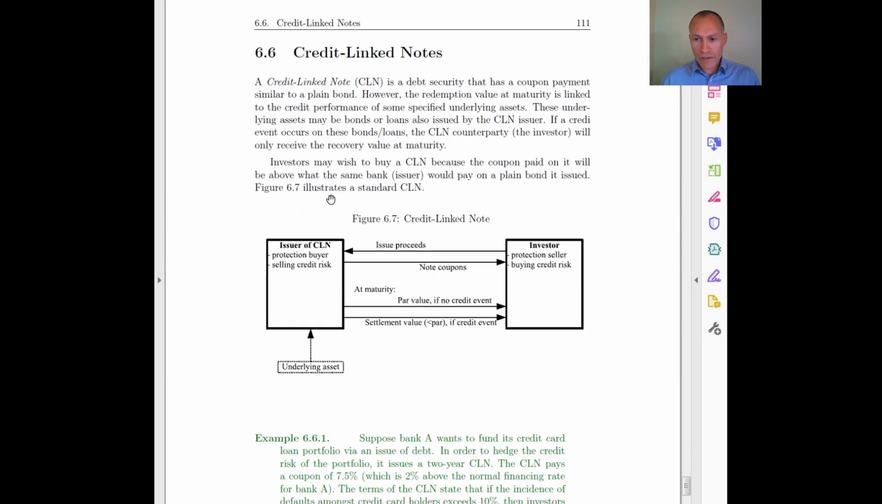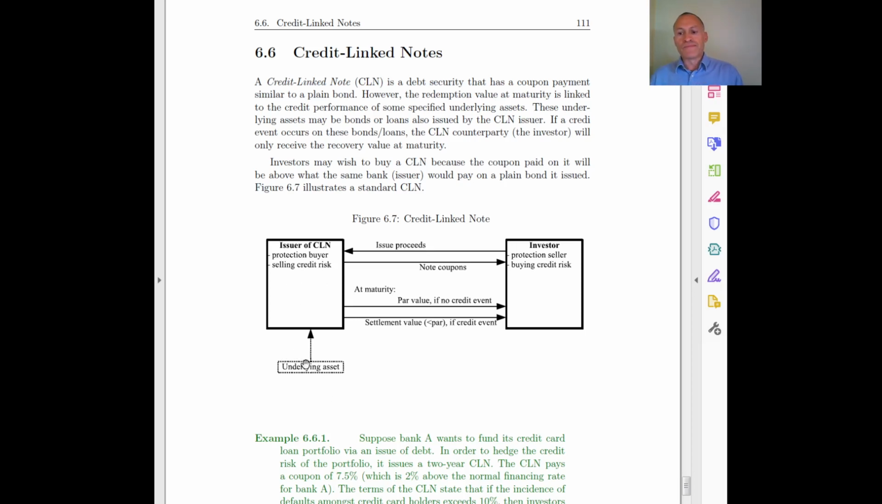Finally, the third type of credit derivative are credit-linked notes. How does that work? The idea is the following. This is a note in the sense that it is debt, just like a bond, issued by, say, a bank like this. But the difference now is that this note is linked to a portfolio of assets which have credit risk. Hence the name credit-linked note. So the note that is issued is linked to these credits.